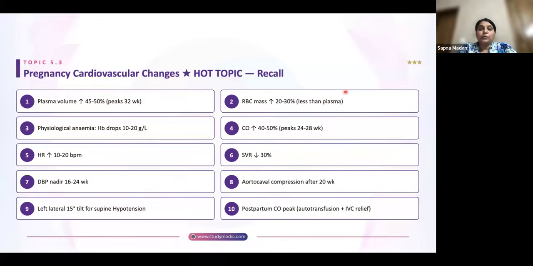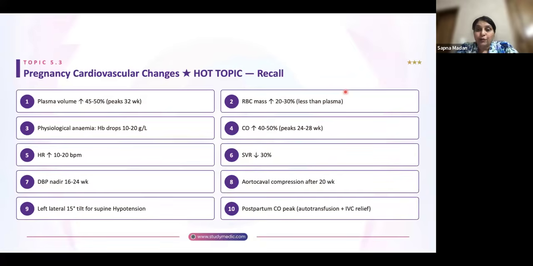The cardiac output will increase by 40 to 50%. It peaks at 24 to 28 weeks. Heart rate increases by 10 to 20 beats per minute. The systemic vascular resistance will fall by 30%. Diastolic blood pressure is going to fall, and the lowest is going to be around 16 to 24 weeks, and near term it is going to come back to normal.